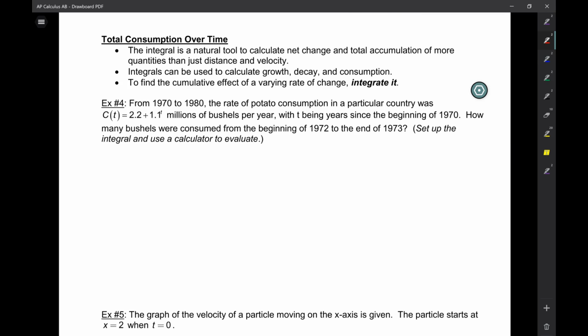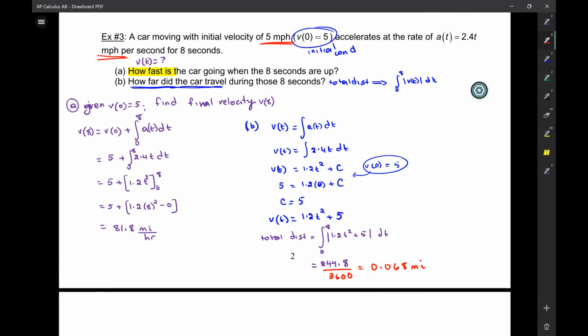All right, so let's think about this a little bit more. Here we integrated the acceleration in order to figure out how much velocity was built up from 0 to 8, and then we added that to our initial velocity. So if I'm accelerating 2 miles per hour, then in the first hour I'm going 2 miles per hour faster, and then 2 miles per hour faster, and then 2 miles per hour faster, and over 8 hours, I know how much velocity I've built up. That's what we're doing when we integrate.